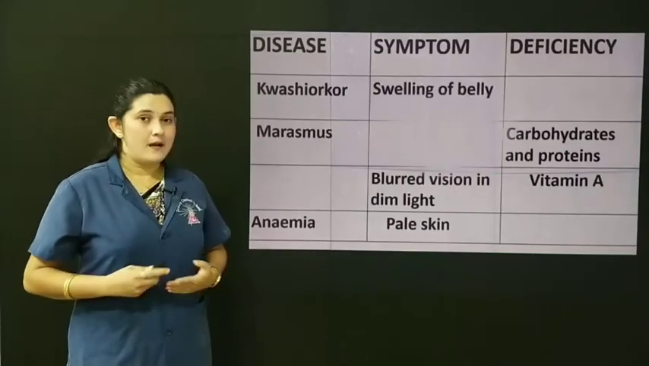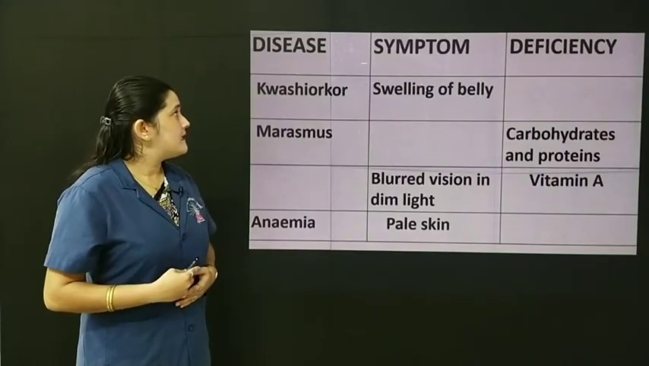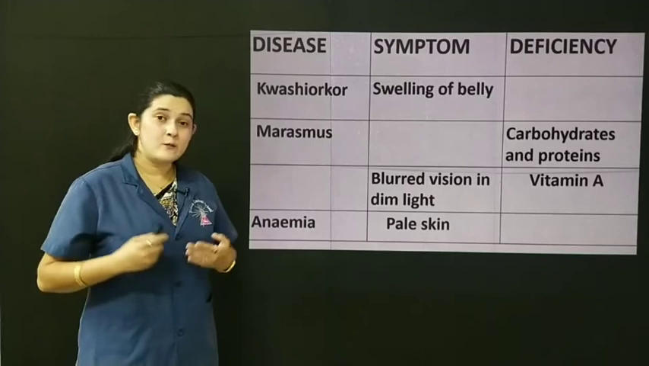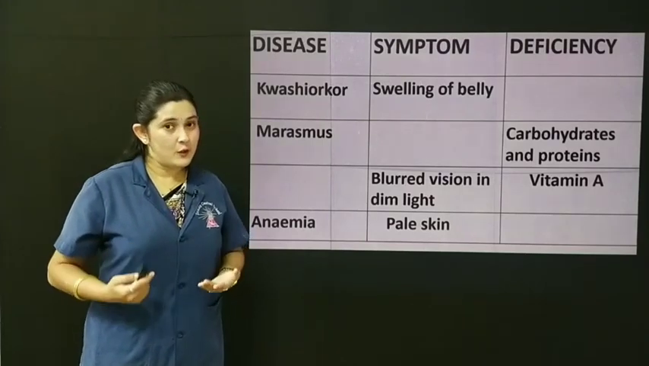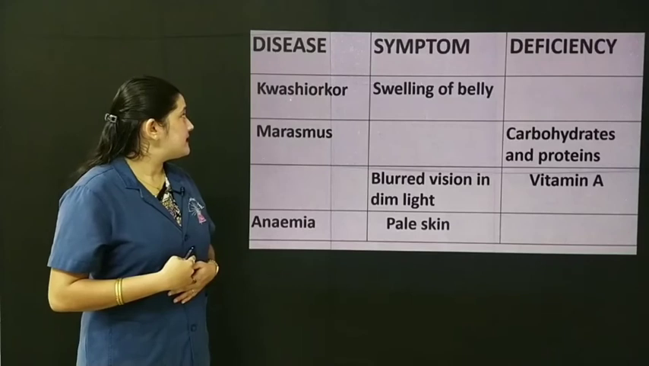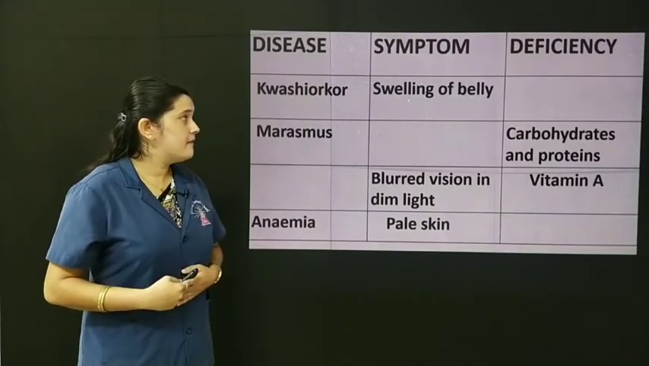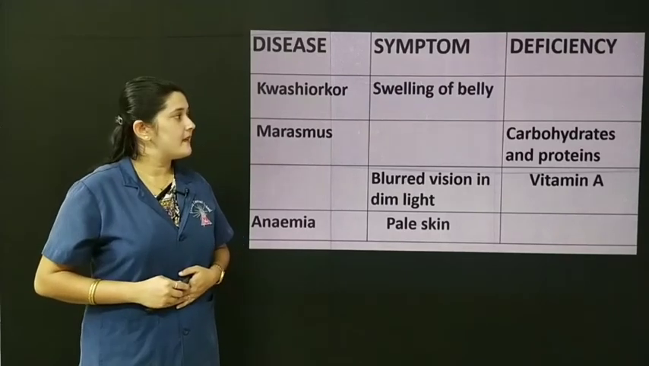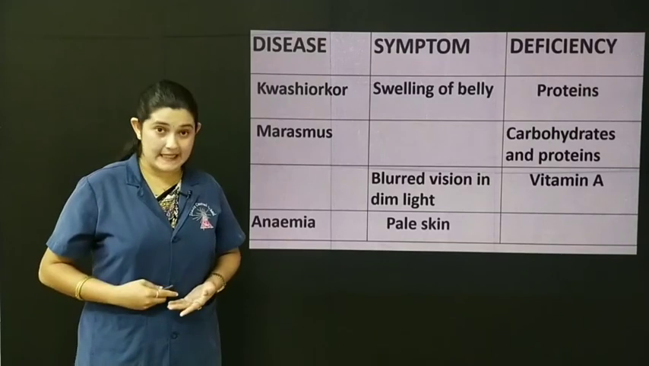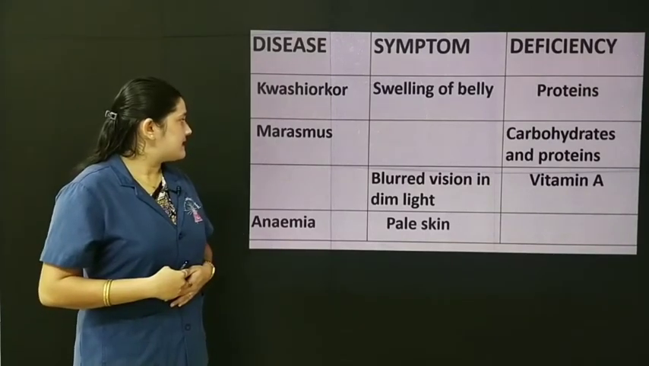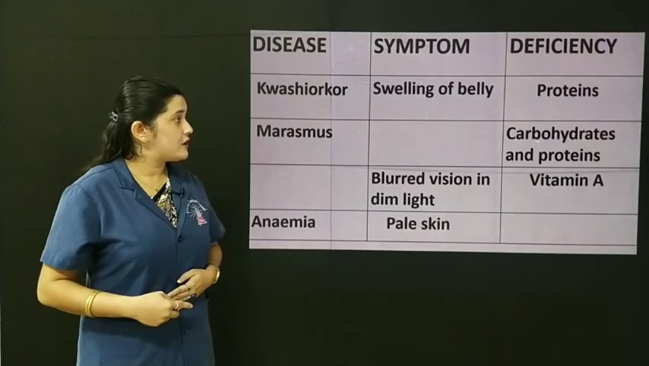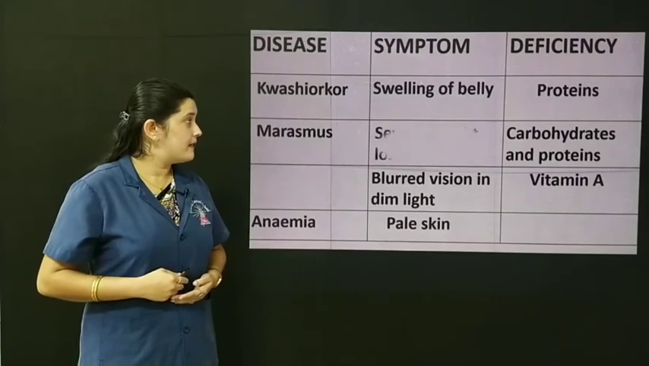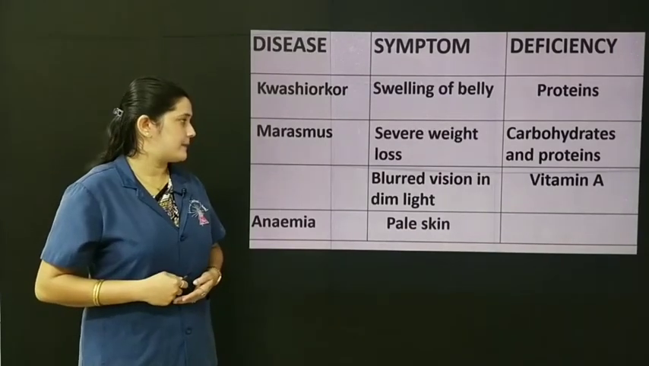Now, here is a disease, symptoms and deficiency. So, there is one blank space and you have to answer it. The disease is kwashiorkor, symptom is swelling of belly. What is the deficiency of this disease? It is proteins. The second disease is marasmus. Deficiency is carbohydrates and proteins. What is the symptom? The symptom is severe weight loss.